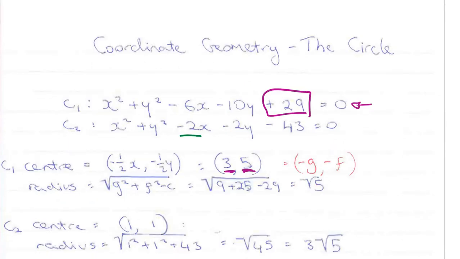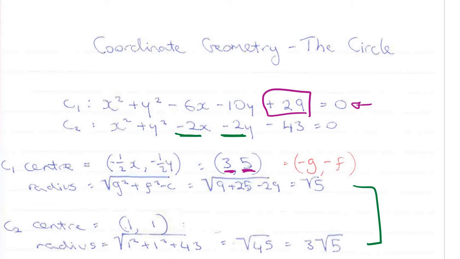For the second circle then, the centre will be minus half of that and minus half of that for our x and y coordinate, and the radius will be 1 squared plus 1 squared plus 43 and the square root of all that, which is the square root of 45, which is 3 times root 5. So these are our two radii. Circle 2's radius is 3 times the size of circle 1.